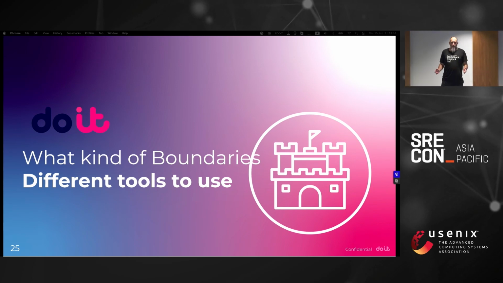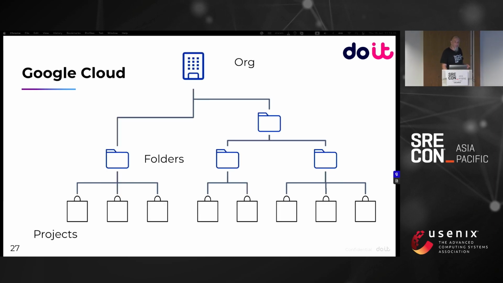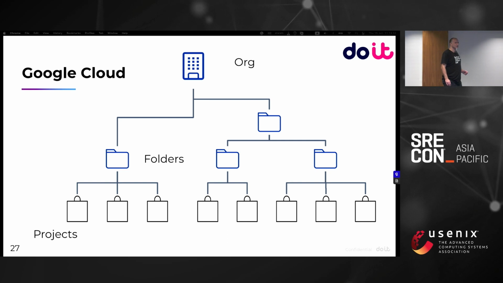I've been saying boundaries over and over, but boundaries can be defined in different ways. So what tools can we use to define boundaries? It's anything that bundles cloud resources into a higher level. Microservices, applications, whatever you want to call those. And technically, we can do it in different ways. In Google Cloud, we use projects. Google Cloud makes it very easy to create new projects, and the projects themselves are bundled into folders, folders into other folders, into organizations. Very neat.